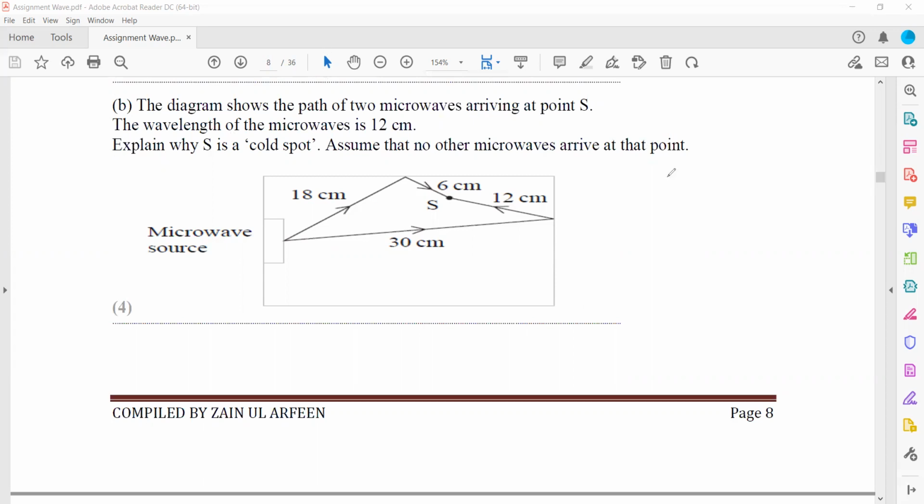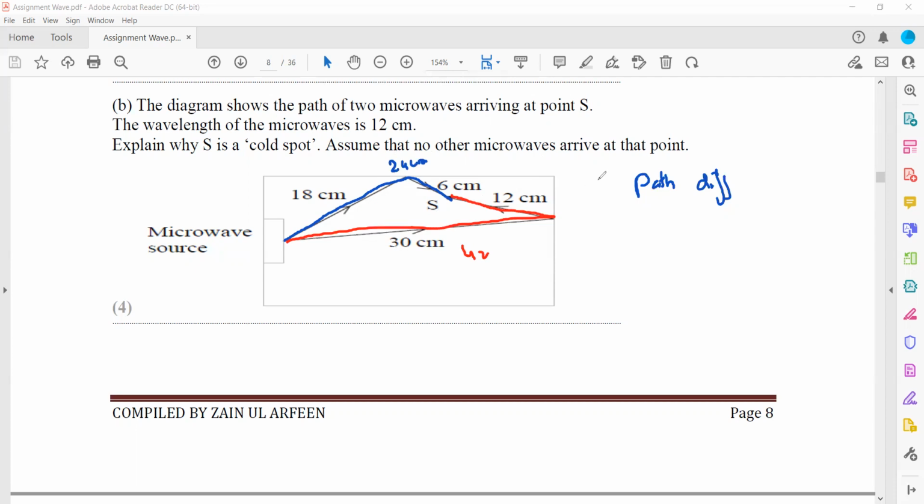So first, what we want to do is find the path difference. Path difference means the difference in the distance between the two waves, in terms of wavelength. We call that the path difference. So when we work out the path difference, for example, the first wave travels 18 centimeter and 6. So the first wave is 18 plus 6, which equals 24 centimeter. That's the total distance traveled by the first wave. The second wave traveled 30, then bounced back and 12. So 30 plus 12 means it covered 42.